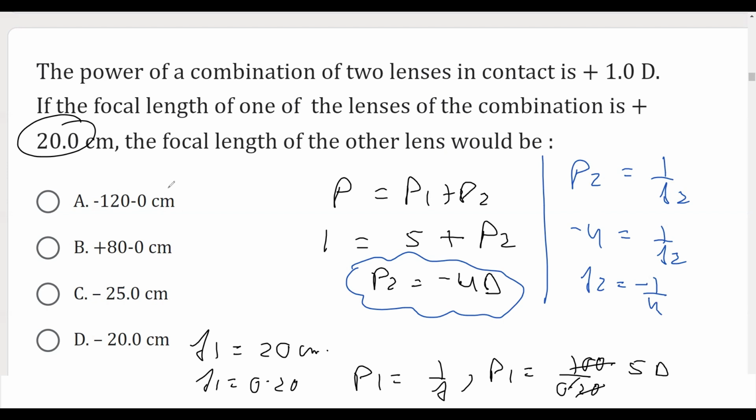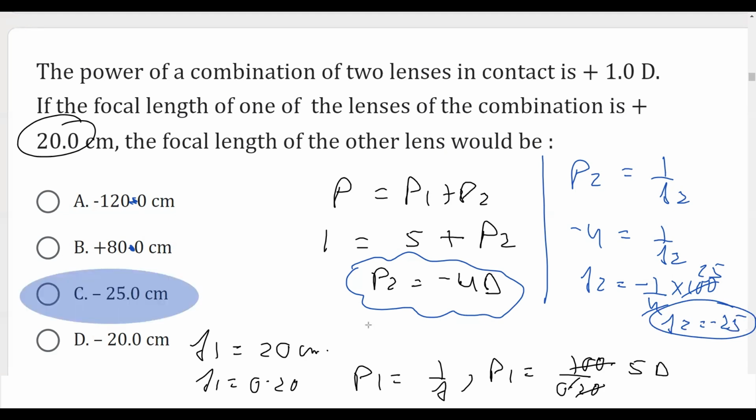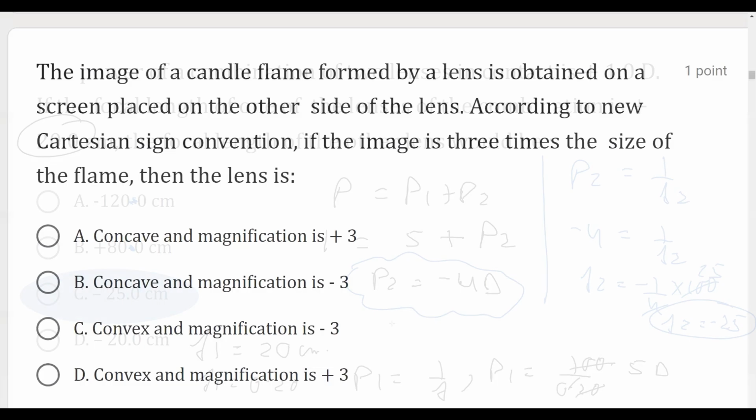But this is in meters, right? These are decimals. So we must multiply by 100 because the options given are all in centimeter and we got this in meter. That's why I'm doing so. Multiplying by 100, we got F2 as how much? Minus 25 centimeter. So therefore, the answer for this is C, the correct option in this case.